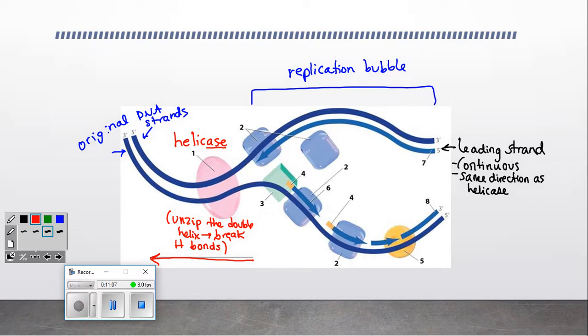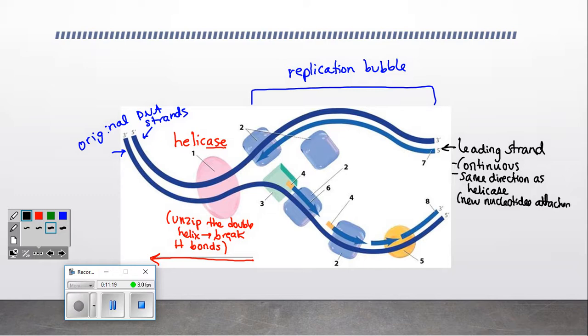The leading strand represents new nucleotides being attached. Now, we didn't show individual nucleotides on this picture, but if I were to imagine what this looked like, if on my original DNA strand there was an A, there would be a T nucleotide here. If there was a C, there would be a G. If there was a T, there would be an A. So the new strand, that's called the leading strand, would be formed complementary to the original DNA strand.